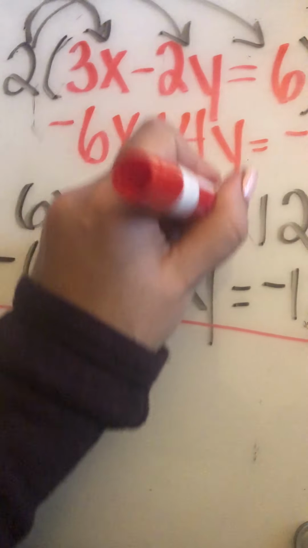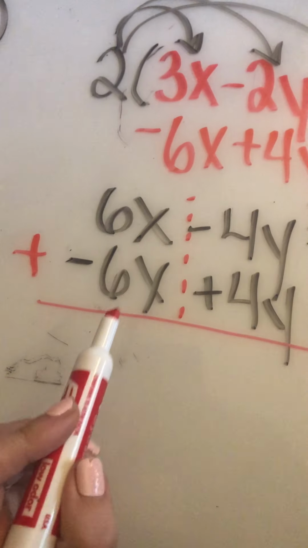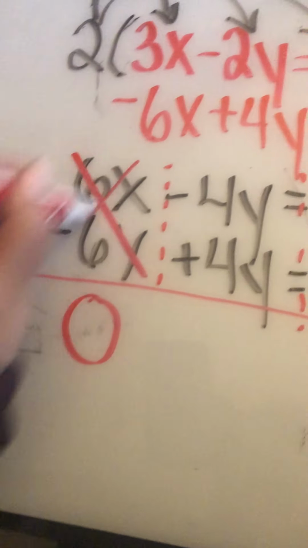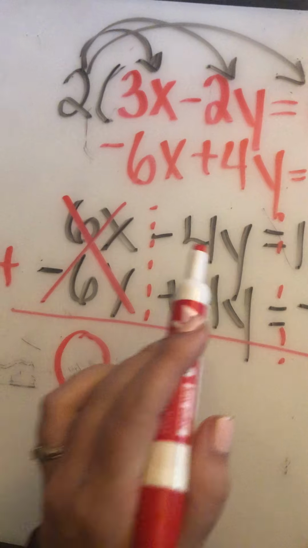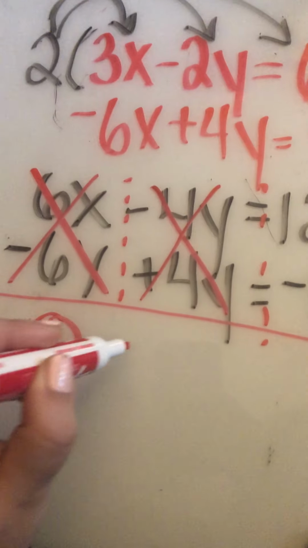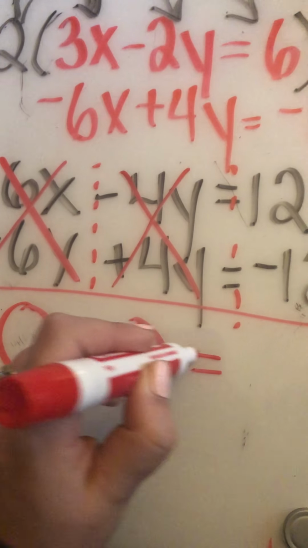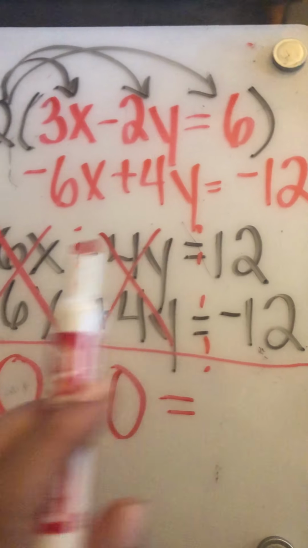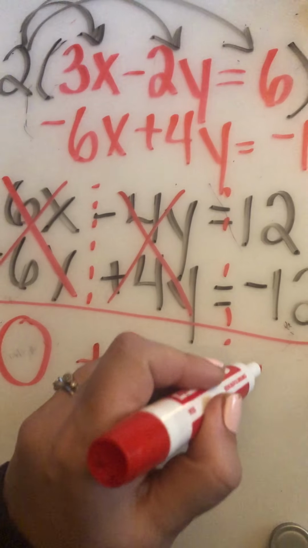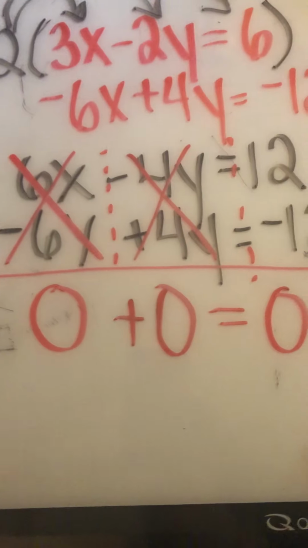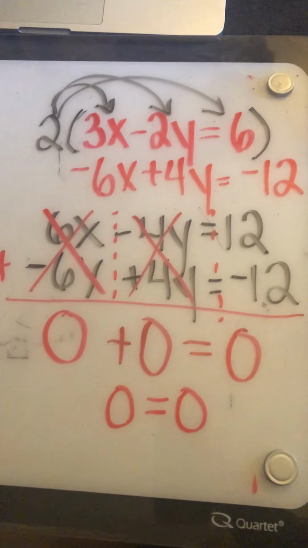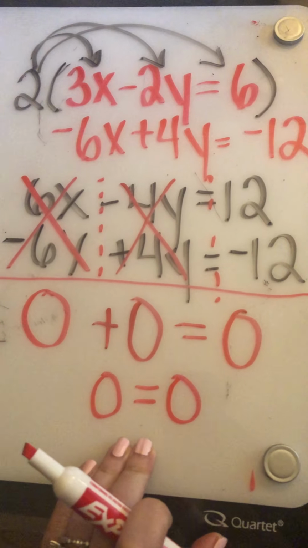So I'll make my lines down. So 6x plus negative 6x is 0. Eliminate. Negative 4y plus 4y also eliminates. So again, plus 0. Bring down the equals. And then 12 plus negative 12 is 0. So when I simplify, I'm getting 0 equals 0, which this time is a true statement.